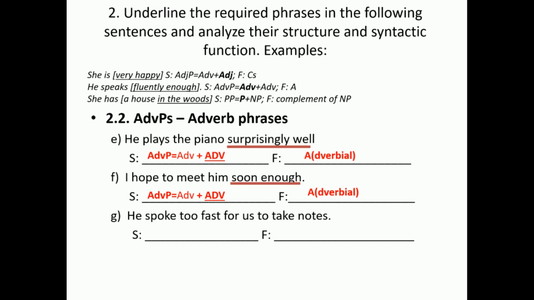He spoke too fast for us to take notes. Here you have a complex adverb phrase, "too fast for us to take notes." The head is "fast," preceded by an adverb "too" and followed by a non-finite clause "for us to take notes." It's a non-finite clause because it contains the infinitive form, and notice that the subject exists, "for us," but it's not in the nominative case. It's introduced by "for," which is a trademark of non-finite clauses, that the subject, if it exists, is never in the nominative case. And the function is again an adverbial.